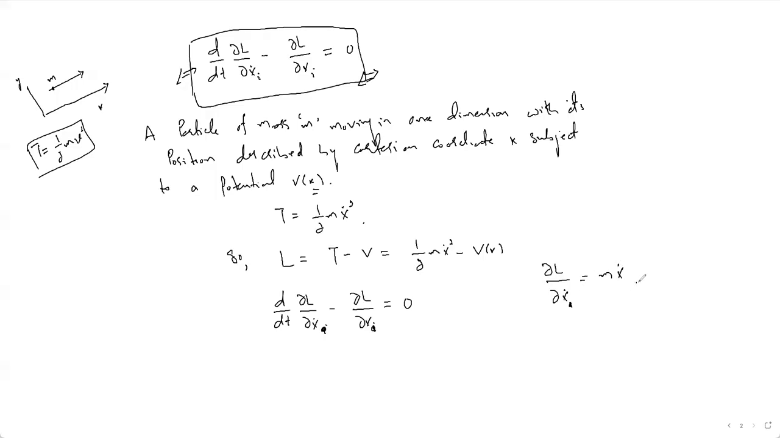And what will be partial L by partial x? The kinetic term is not a function of x, only the potential is. So it will be minus the total derivative dV of x by dx. Let me denote this as f of x, because the force F here is defined as the negative gradient of a potential.